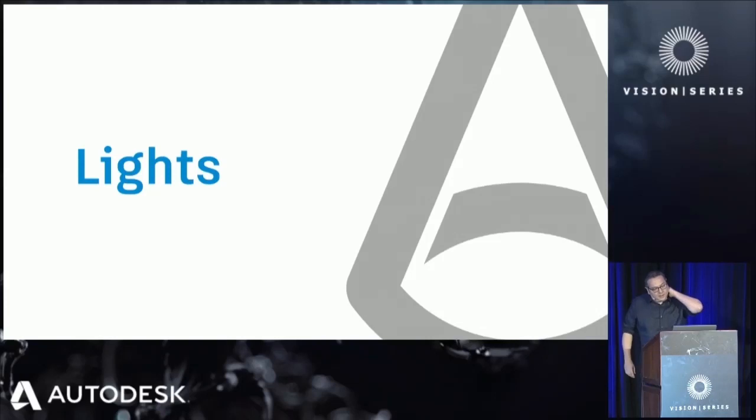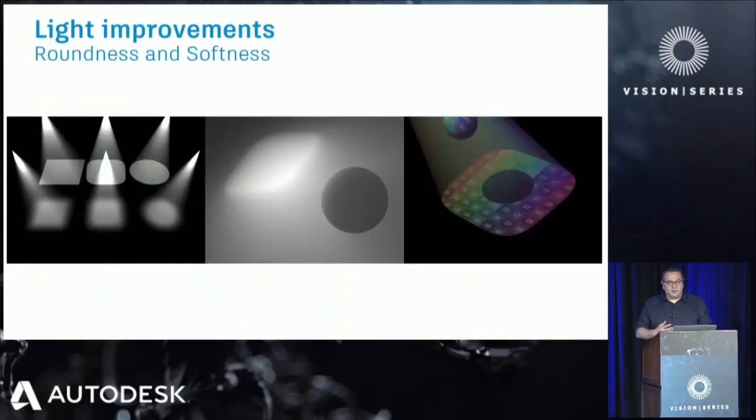So, lights. A lot of the improvements that came in with Arnold 5 revolve around lights. The first improvement is that for the quad light and the spotlight, we added this roundness and softness parameter that allow you to shape the light from a quad to an ellipse, and also tweak the softness on the border. Here's an example with a quad light and a spotlight with a gobo.